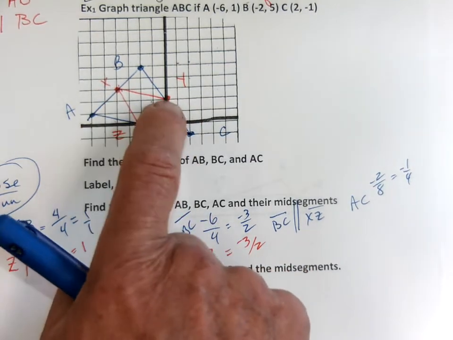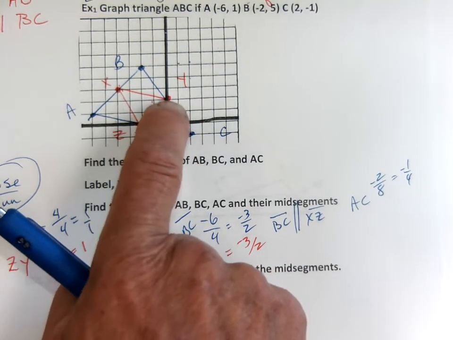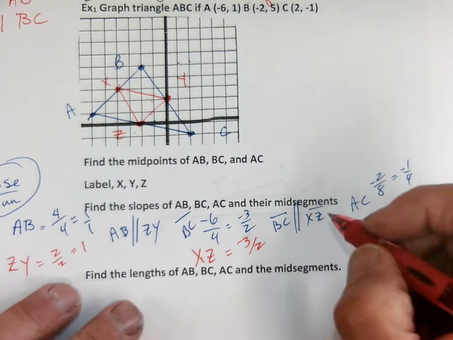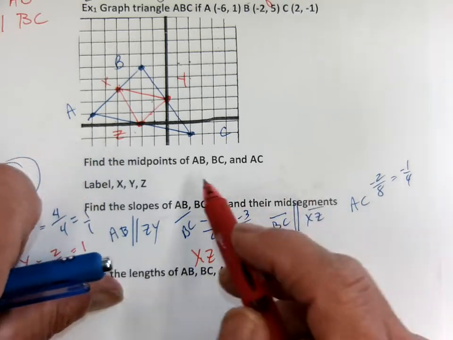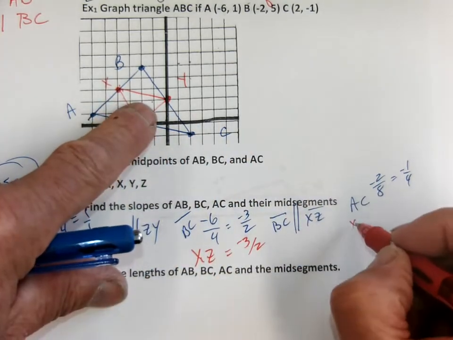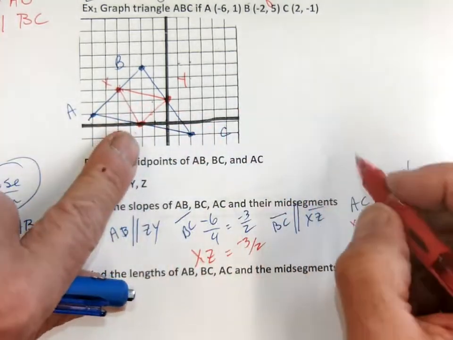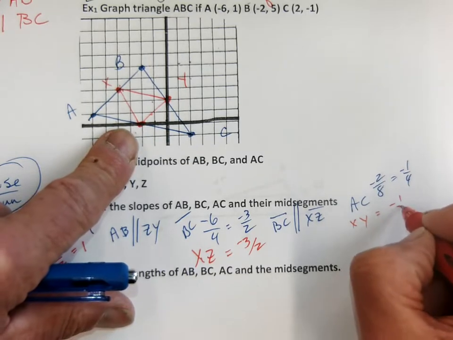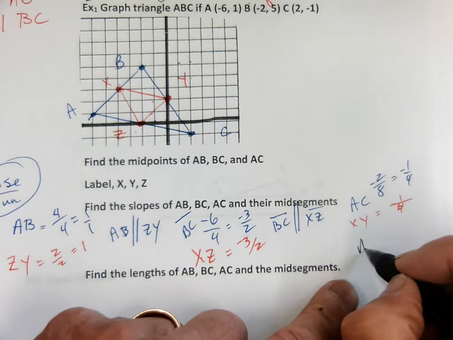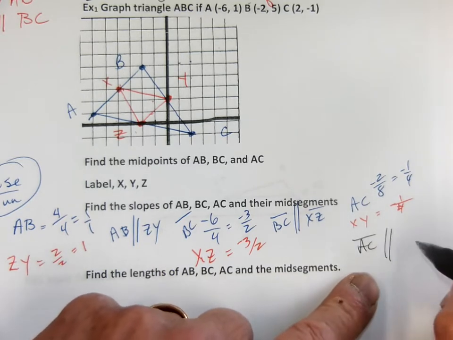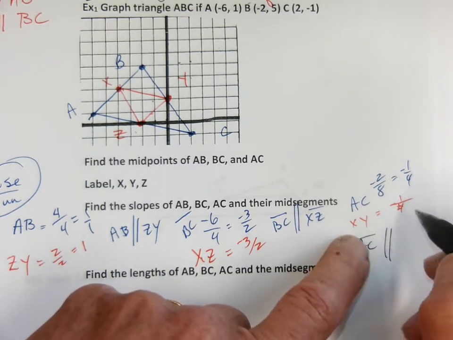Which means the slope of XY should be the same, and it is. It's down 1 over 4, right? You can count it, down 1 over 4. So I know the slope of XZ, no, I'm doing AC, XY is down 1 over 4. So I know these two are parallel. They have the same slope, so I can say AC is parallel to XY.